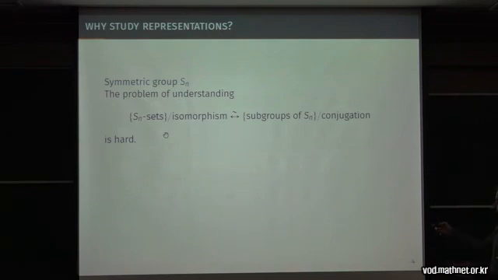These 2 questions, Sn sets up to isomorphism and subgroups of Sn up to conjugation, are basically the same, but this question is extremely hard. Any finite group is a subgroup of some symmetric group, so this is essentially writing down a list of all finite groups, which we are nowhere near doing. So this question is extremely hard.